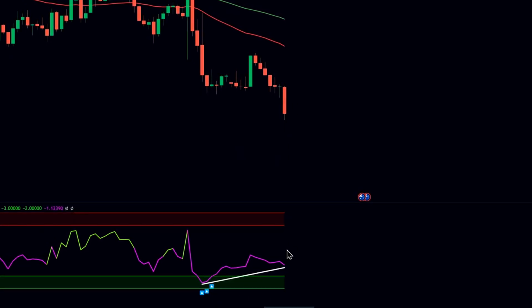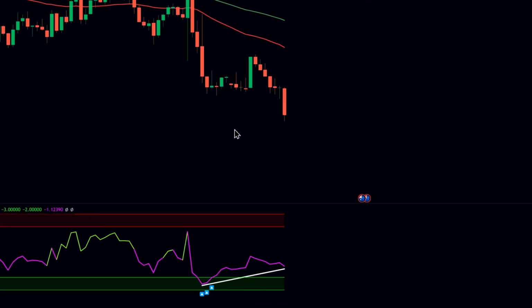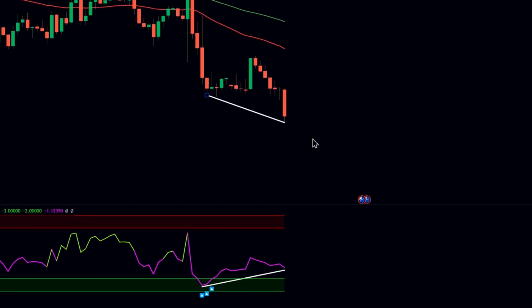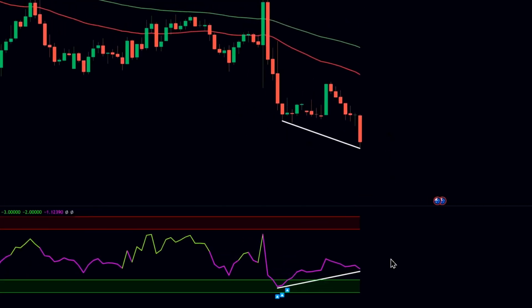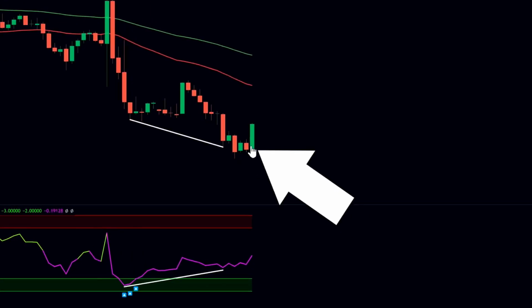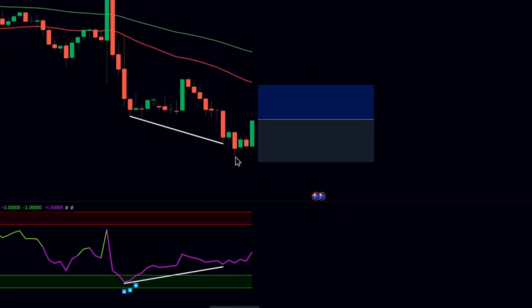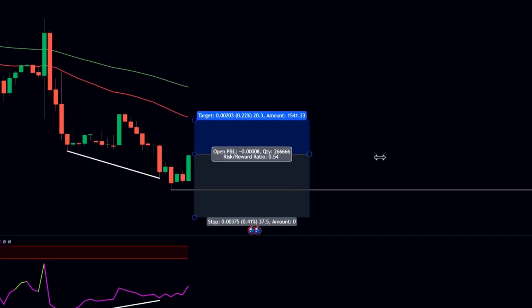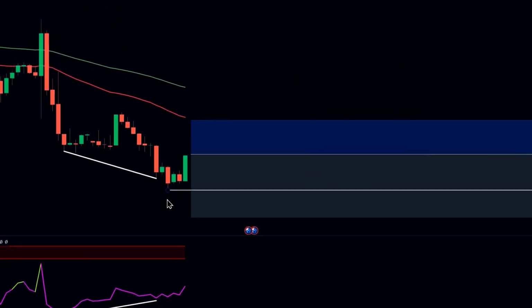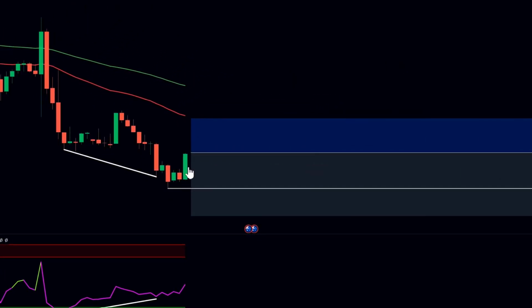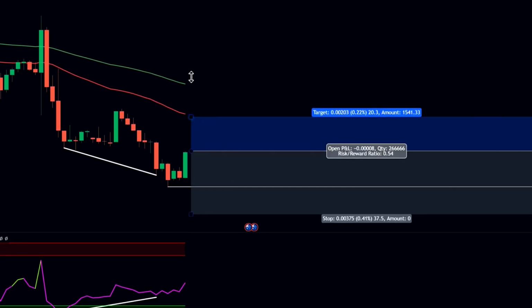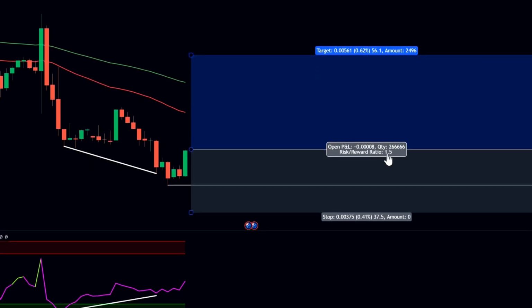Before taking this trade, we need to wait for bullish confirmation signals. I typically look for bullish engulfing candles, so if a bullish engulfing candle appears, we'll go long. Set your stop loss just below the recent swing low to give the trade some breathing room, as this is a reversal entry. Set the take profit at a 1.5 to 1 risk reward ratio.